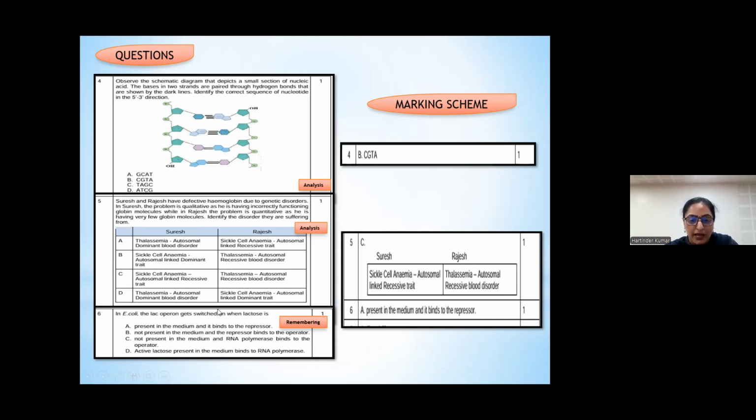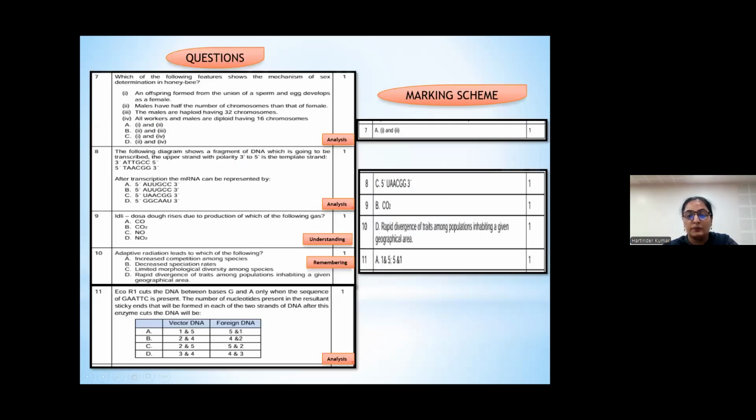Next, the child has to remember what is there in the lactose operon model, that is, whether it is switched on or switched off. Very simply, he or she has to remember what will be present when it is switched on and what will be present when it is switched off. So it comes under the remembering portion. In the marking scheme also, we can see all the MCQs are directly of 1 mark. No bifurcation of any other marks is there. Next questions, all these are related to 1 mark MCQs only.